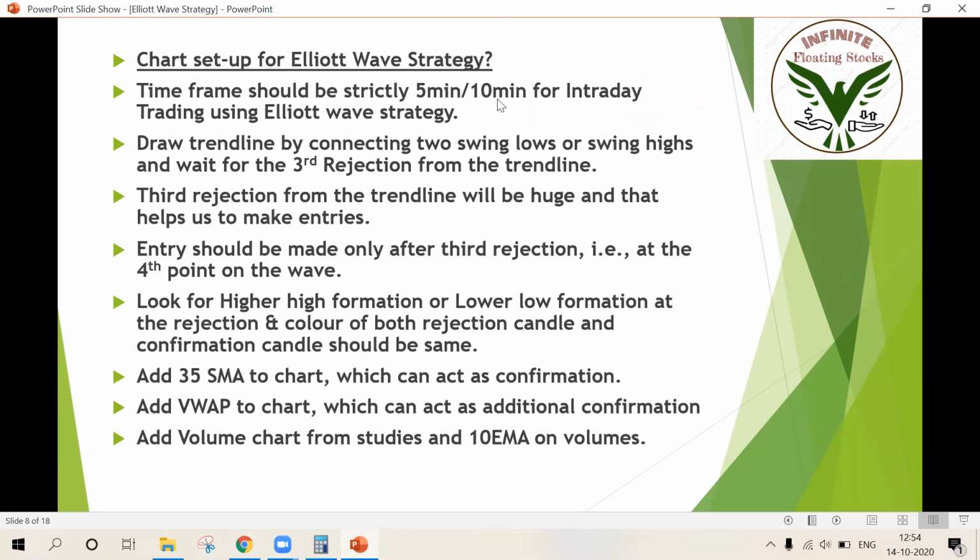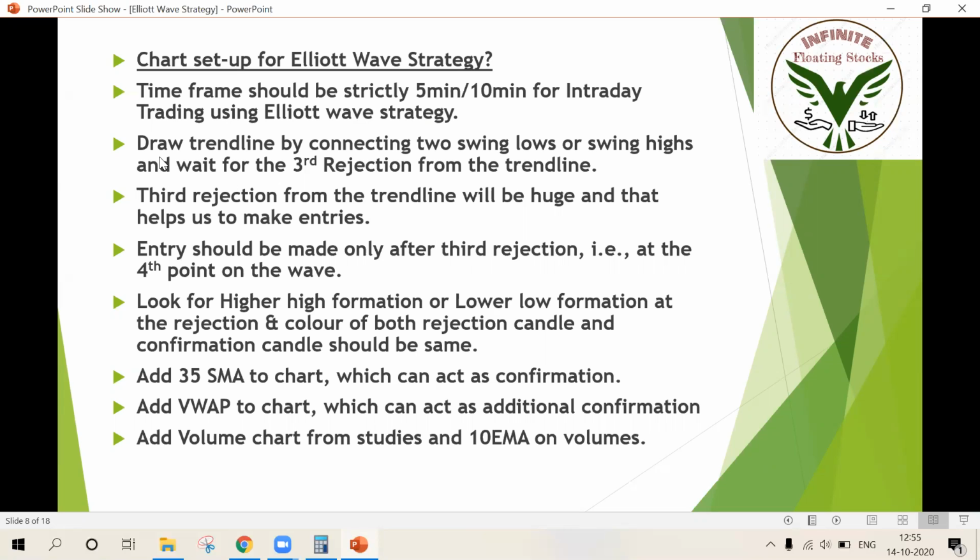The time frame should be strictly 5 or 10 minutes for intraday trading using the Elliott wave strategy. I repeat, the time frame should be strictly 5 or 10 minutes. For the price action trading strategy also, the time frame should be 5 or 10 minutes. For beginners, the time frame should be 10 minutes.